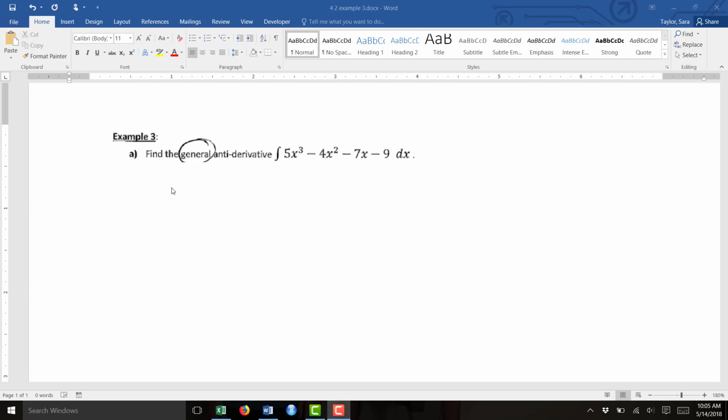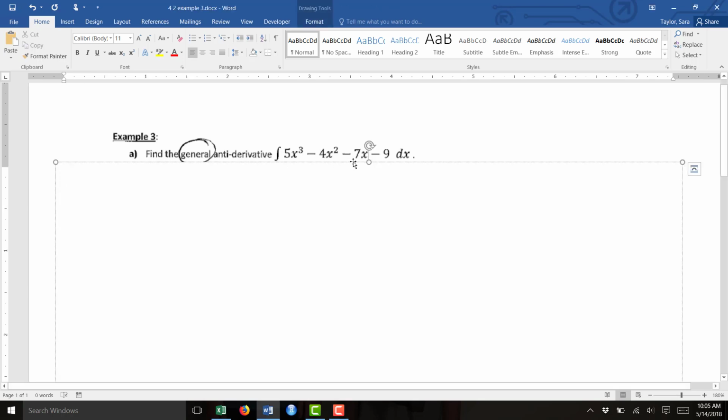We're looking for a function that when you find its derivative will give you 5x cubed minus 4x squared minus 7x minus 9. So we first look at 5x cubed. I copy the 5 out front. And then I ask, what function would give me a derivative of x cubed? It must have come from x to the fourth divided by 4. So overall, it'd be 5/4 x to the fourth.